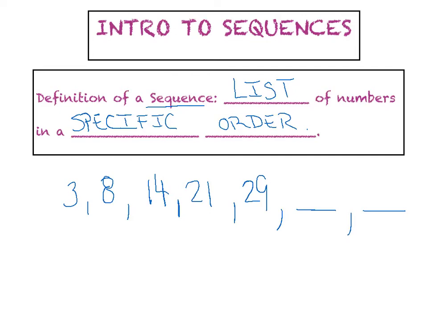This is going to come a little quicker for some than others, but what you'll notice, to get from 3 up to 8, I added 5. Then to jump from 8 to 14, I actually added 6. From 14 to 21, I added a 7. To jump from 21 to 29, we added an 8. So I'm going to add 9 to get to the next term, which would put me at 38. And then I'm going to add 10 to get to the next mystery term, which would be 48.